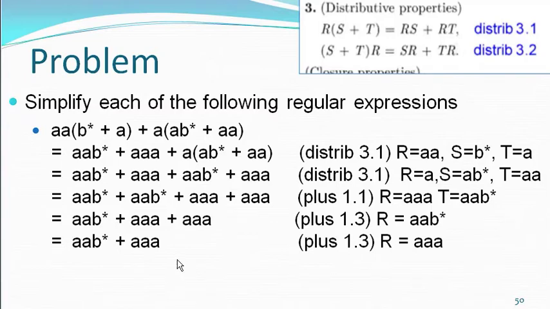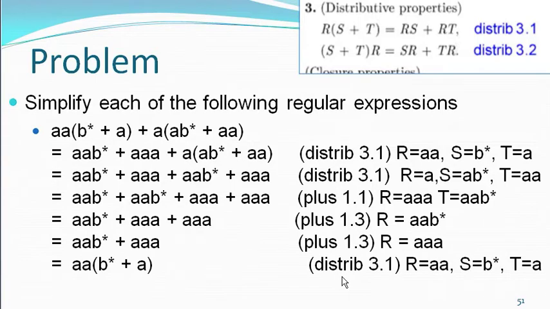Now, like I said earlier, we have a choice. This is simple enough for me, and if you like it like that, that's fine. Your other option is to say, oh, look, I could use distributive 3.1 to simplify this even more. I don't know if you considered simplifying it even more or not. Again, this is a matter of taste. So by distributive 3.1, if I let R be these two A's, S be this B star, and T be the A at the end, then I can get that equal to AA times the quantity of B star plus A.